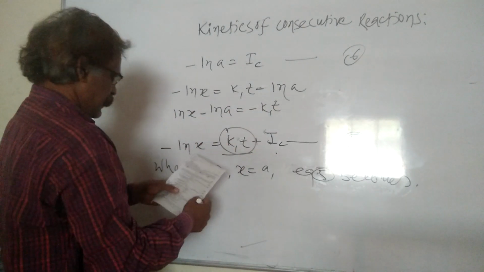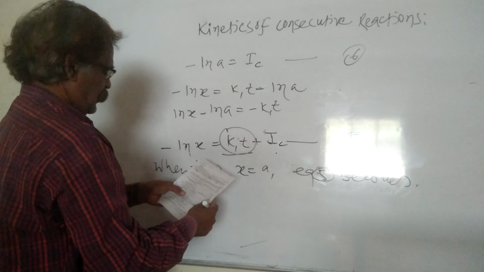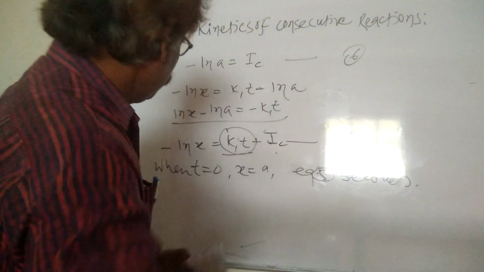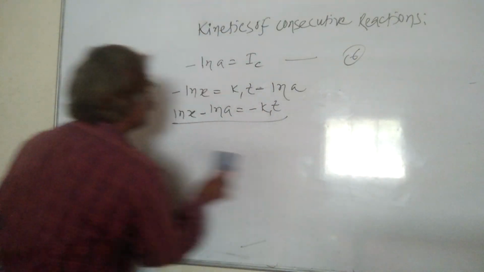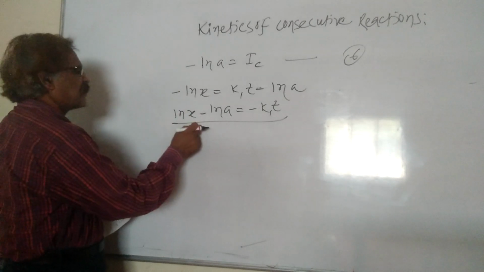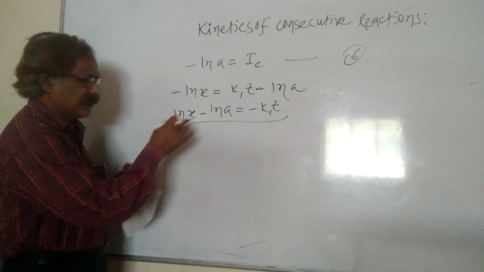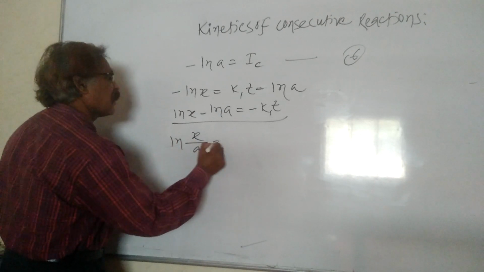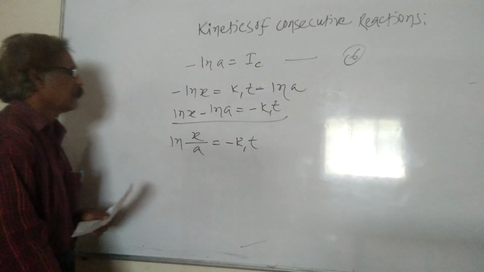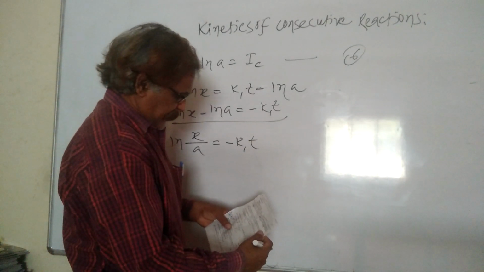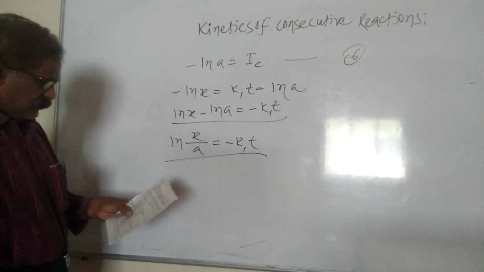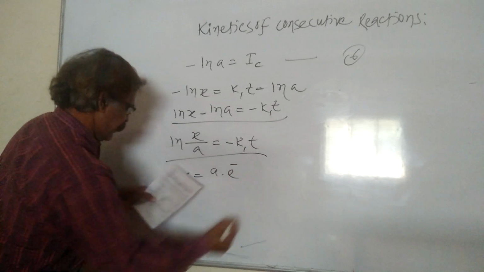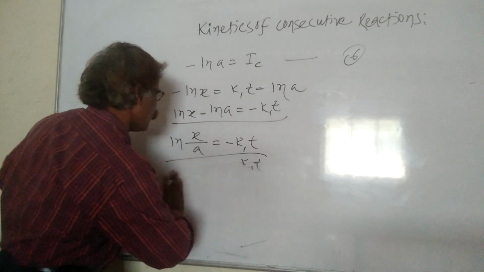Now we can write this equation in a little bit different way. Natural logarithm of x minus natural logarithm of a, what does it mean? According to the laws of logarithm, this equation is natural logarithm of x upon a is equal to minus k1 into t. And taking antilog of this, we get x is equal to a into e to the power minus k1 into t.